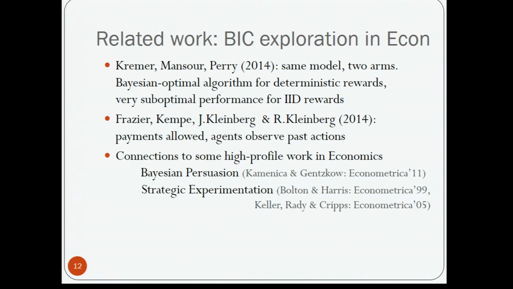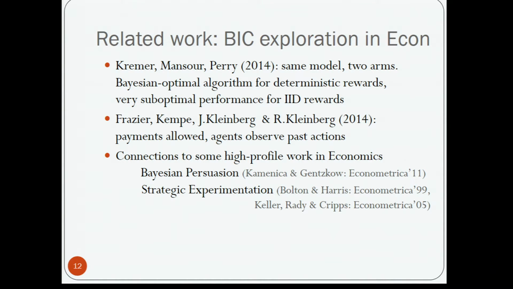And also, there are some connections to some high-profile work in economics, say something called Bayesian persuasion. It essentially describes a single round of our model, well, a single round of a generalization of our model. And the work on strategic experimentation is a similar setting where multiple agents are jointly learning, but there is no principal. I mean, there is no recommender.